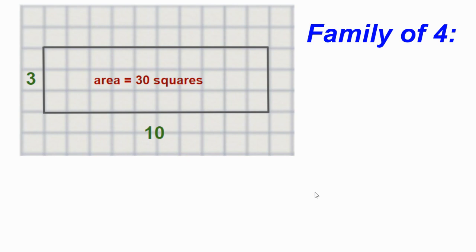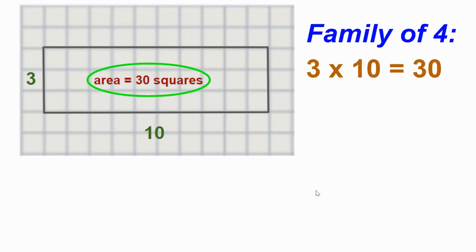Again, you can see right away when you're looking, we have a 3 times 10 equals an area of 30. That's our first fact. We also have the reverse of that, kind of, right? So we can start with 10 now and multiply by 3. That still gives us the same amount of squares inside of 30. So our first 2 facts are simply 3 times 10 and 10 times 3. They both equal the same answer of 30.